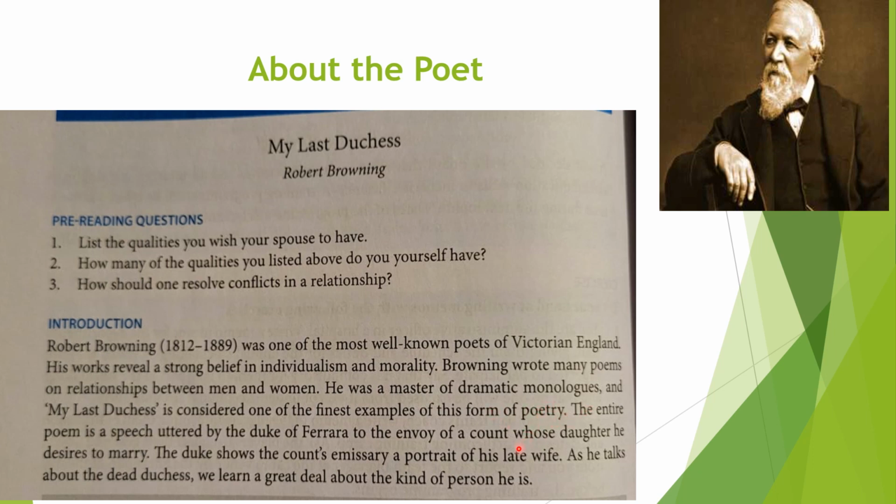Monologue, I think you all know, is one single character speaking or giving a speech. Though there may be many characters involved in the speech, the speaker will be only one. That is called a monologue. And if two people are involved, it is called a dialogue. The entire poem is a speech uttered by the Duke of Ferrara to the envoy of a count. I'll explain what is meant by a duke, the envoy and a count. These are the orders of people in the royal family whose daughter he desires to marry.